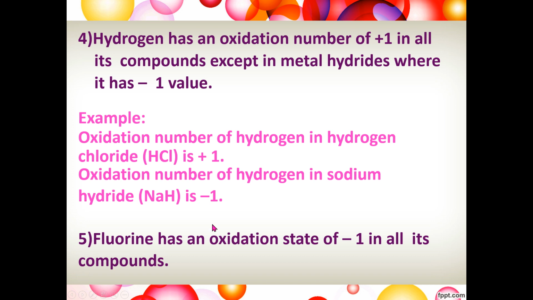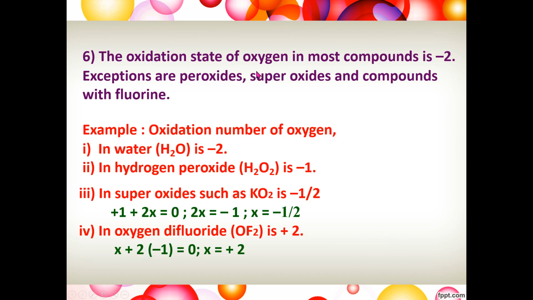The next point is a very important one. Fluorine has an oxidation state of minus 1 in all of its compounds. It has no exceptions. And coming to oxygen, it is minus 2. Exceptions are peroxide, superoxide and compounds of fluorine, and we have seen all this. So in normal compounds it is minus 2. In the case of hydrogen peroxide, that is the peroxide form, it is minus 1. In the case of superoxide, it is minus half. And in compounds of fluorine, it is plus 2.